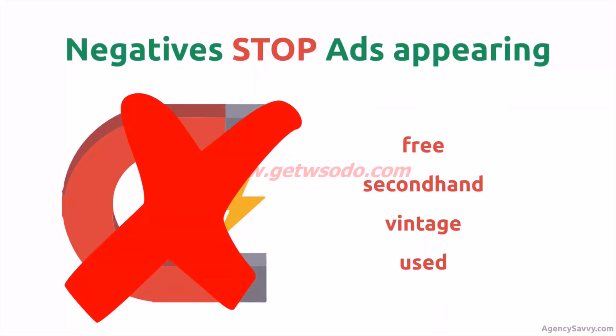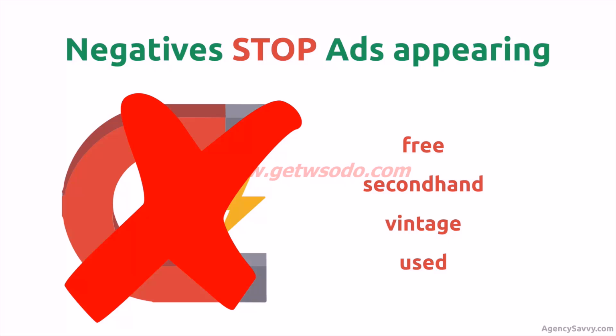And the last thing we need to cover with keywords is this thing called a negative keyword. Negative keywords, or negs, stop your ads appearing. So in other words, if my negative keyword is free and the search query is free Samsung TV, then I'm telling Google, if this negative keyword is in that search query somewhere, I don't want to show this person the ad. So if you only sold new TVs, then things like secondhand or vintage would be good negative keywords.